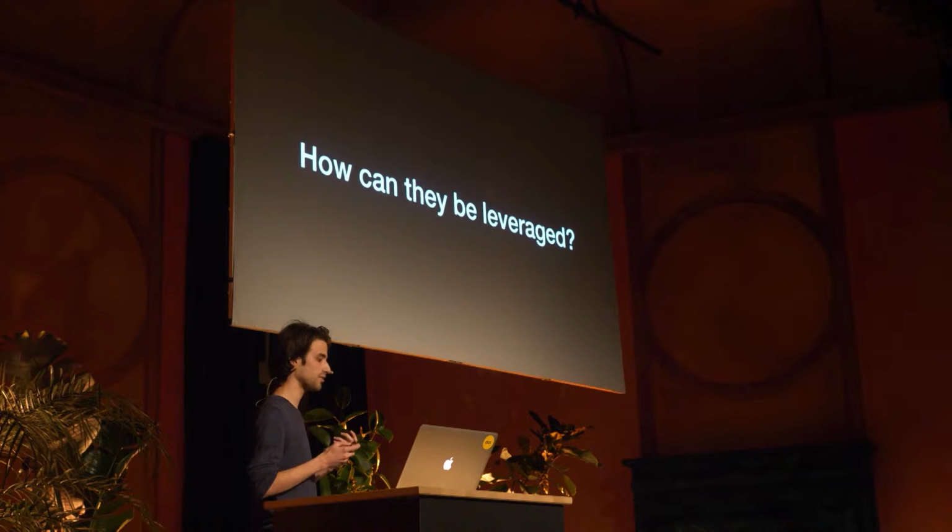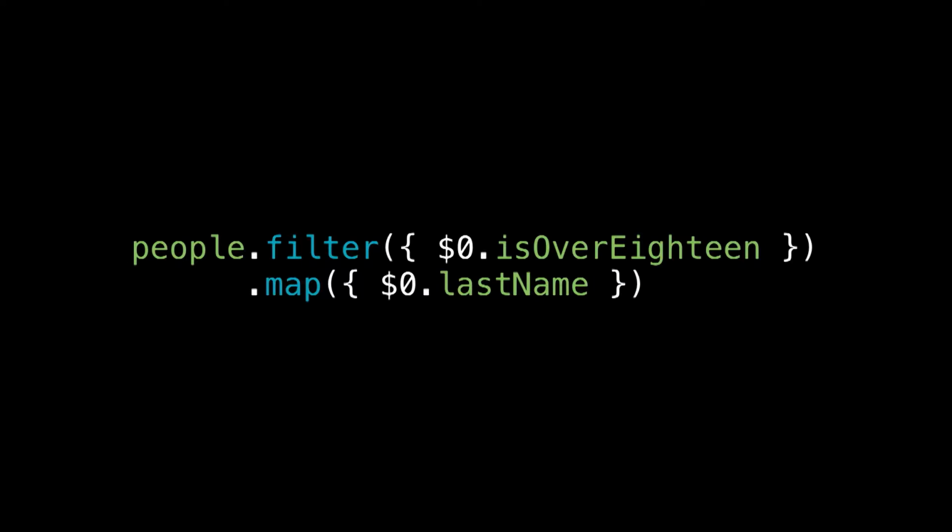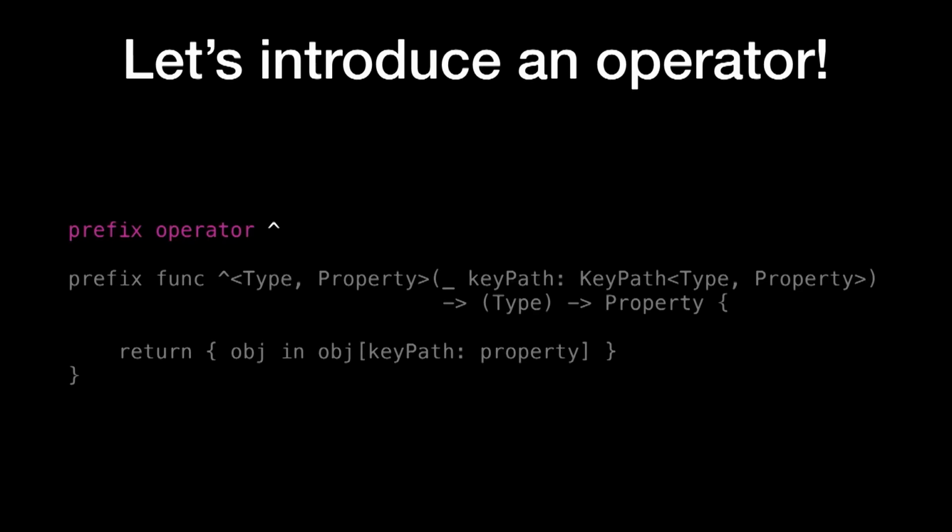So let's see how they can be leveraged with an example. So we're all familiar with this kind of Swift code. So functional programming, you take a closure, and let's see if we can make it work with a KeyPath. So for this, we're going to introduce an operator. So it's going to be a very short operator, just the caret character. It's a prefix operator. And let's look at the signature. We're going to take a KeyPath that's going to be invoked on a type to get a property, and we'll return a function that takes a type and returns the property. So we are going to map from KeyPath to getter functions.